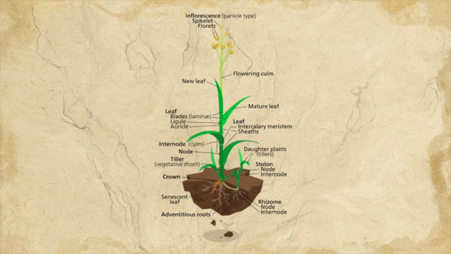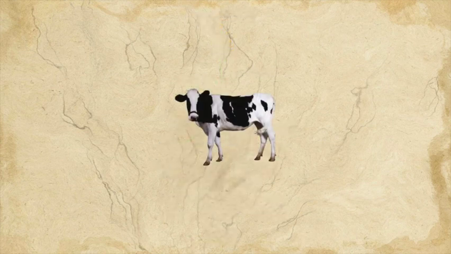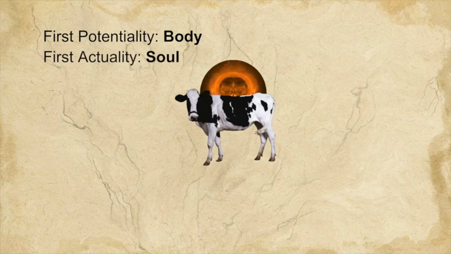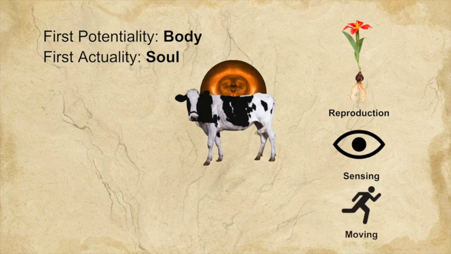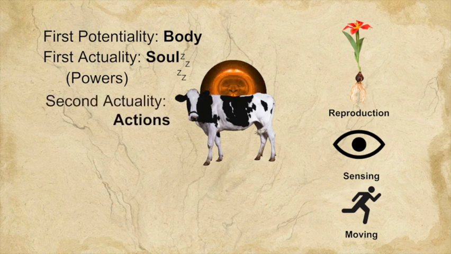In order for a physical thing to sustain these actions, it needs the kind of structure that can potentially sustain life, namely an organic body. We can say the first potentiality is the body, and the first actuality is the soul. But being actually alive doesn't mean something is at every moment actually reproducing or sensing or moving or whatever. But even while it sleeps, it has the first actuality or powers to do these things. The actions themselves are a second actuality.